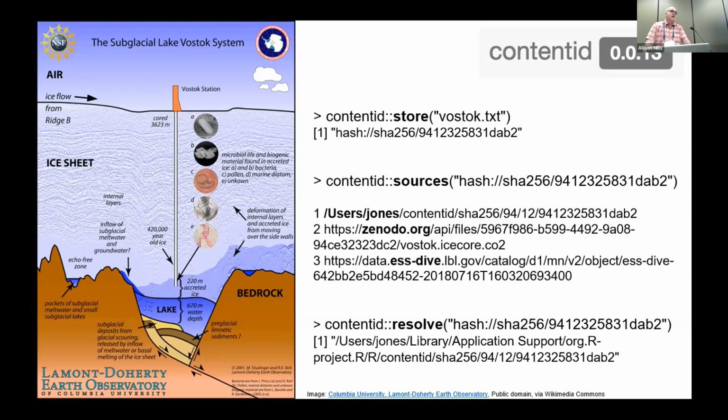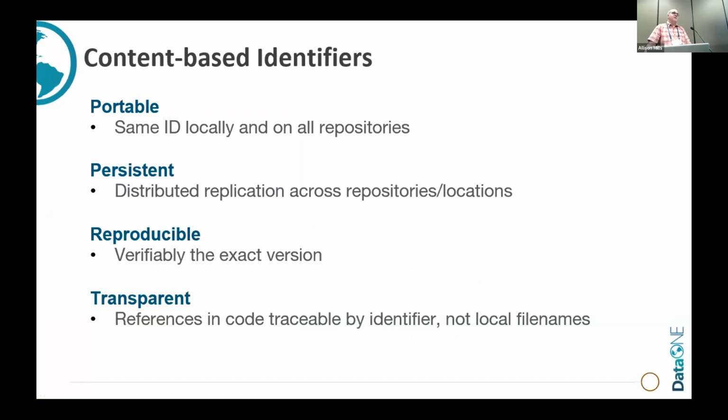And then I can use the resolve function to give an identifier, cache a local copy of it, and use it in my scripts. So it's really quite convenient to use these. You can use a content-based identifier anywhere that you can usually use a URL. So content-based identifiers, in summary, are portable, persistent, reproducible, and transparent.